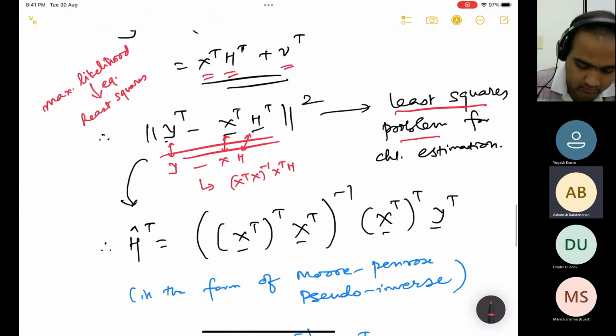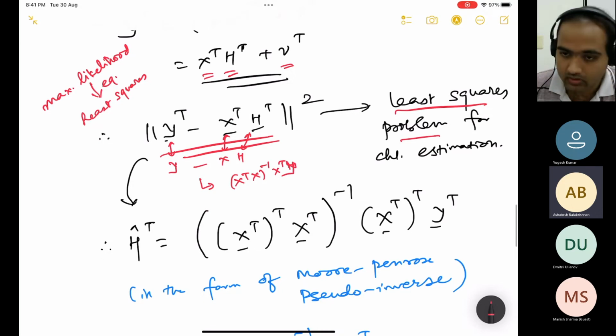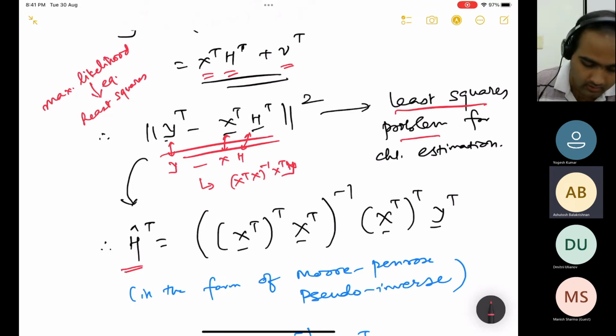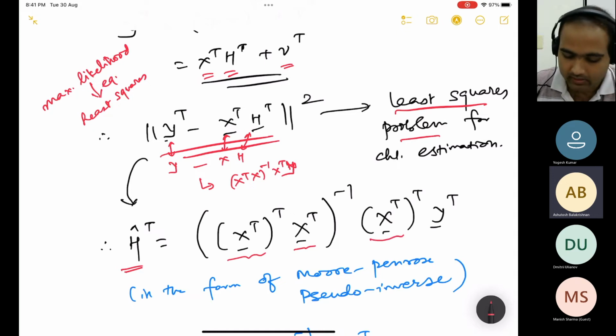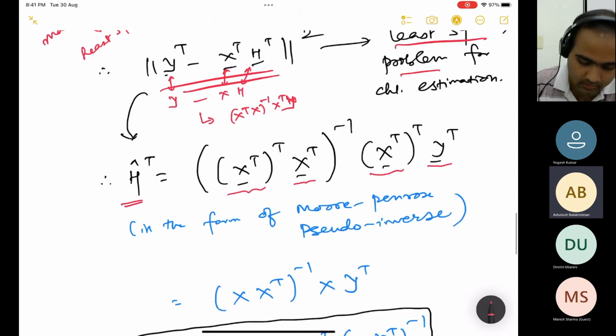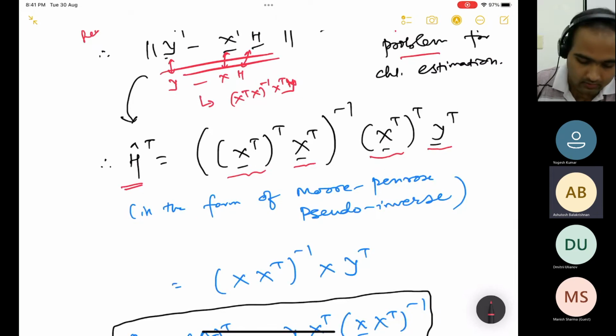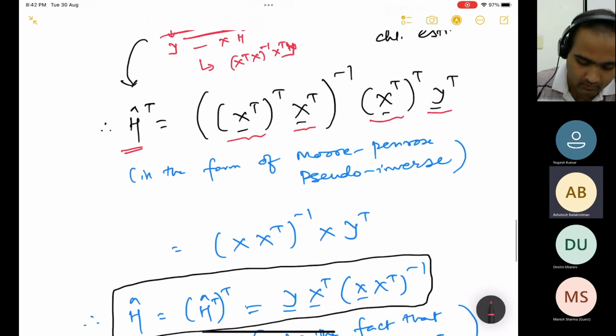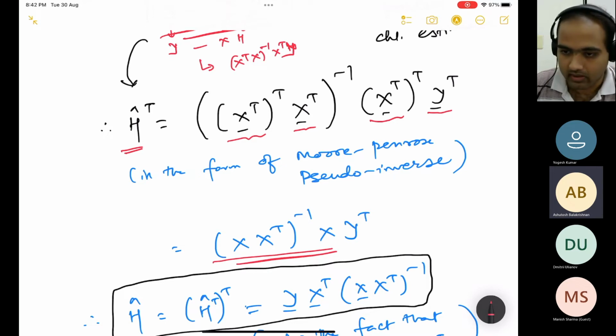So if you just take the transpose of each element, this will be h hat transpose, which you will be getting. And this will be (x transpose transpose x transpose) inverse, again x transpose transpose y transpose. So this is still in the form of the Moore-Penrose pseudo inverse, and what we end up getting is that h hat is actually (x transpose) inverse x y transpose.